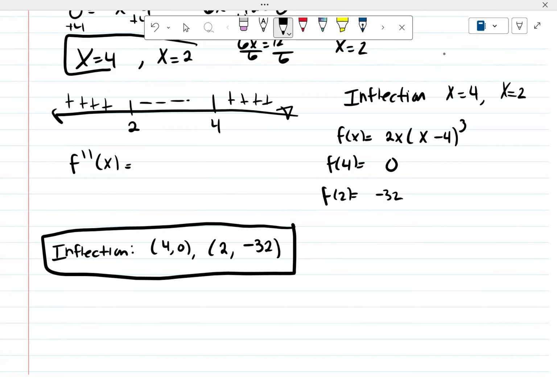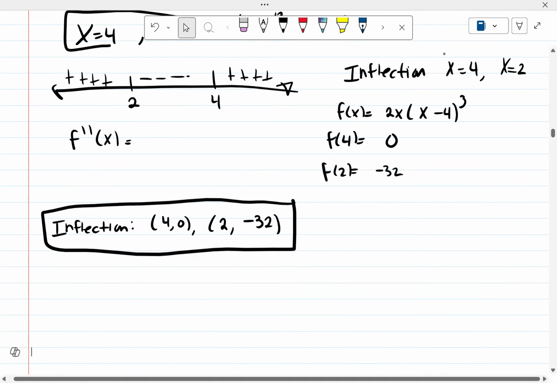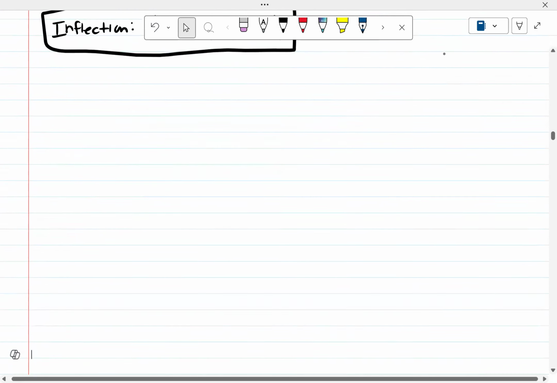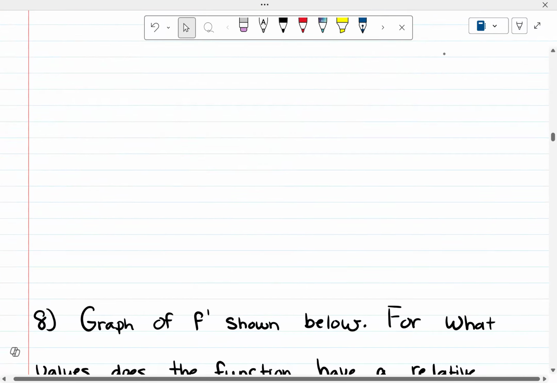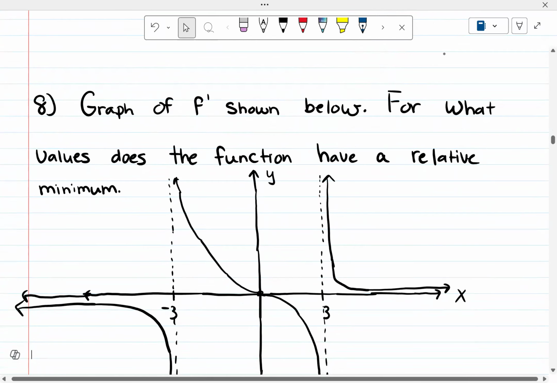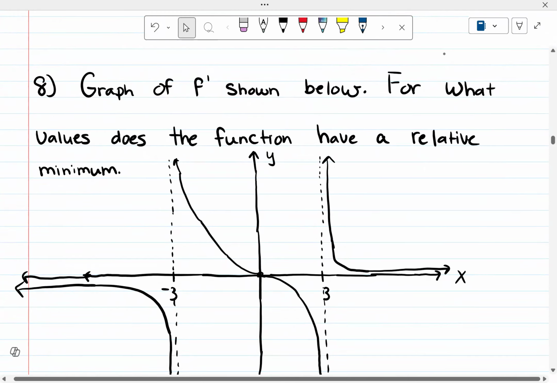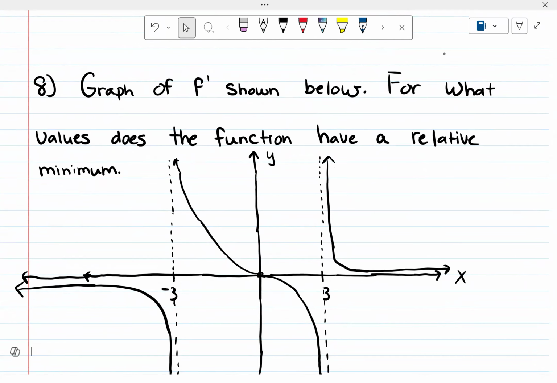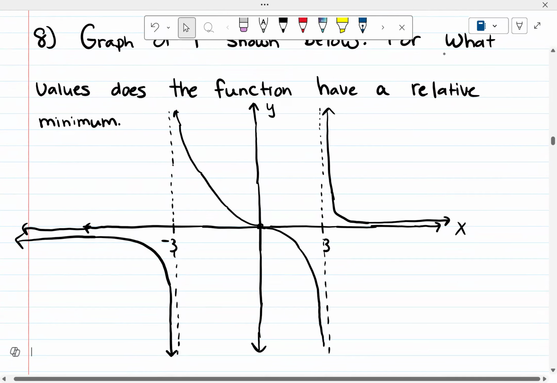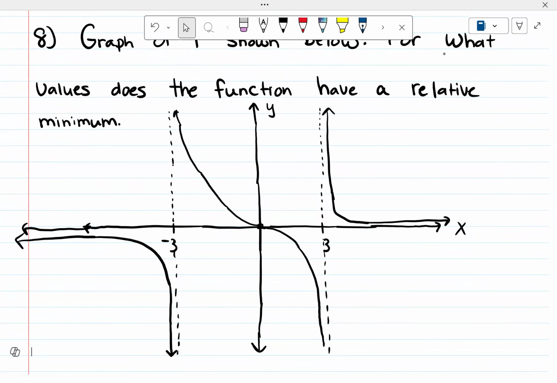Graph question 8. So question 8 says the graph of f prime is shown below. For what values does the function have a relative minimum? So this time they give you a graph, and so where did you have a relative minimum?